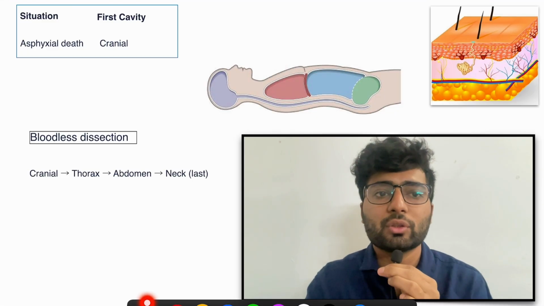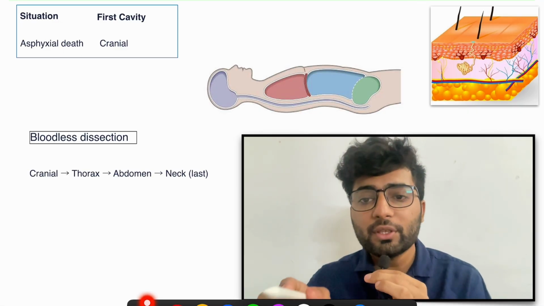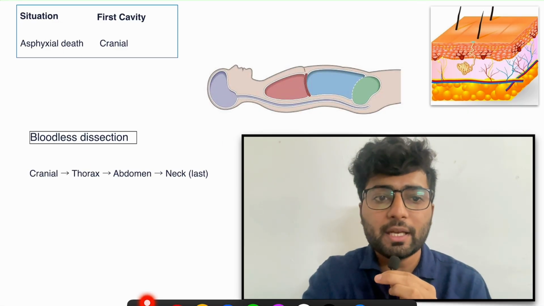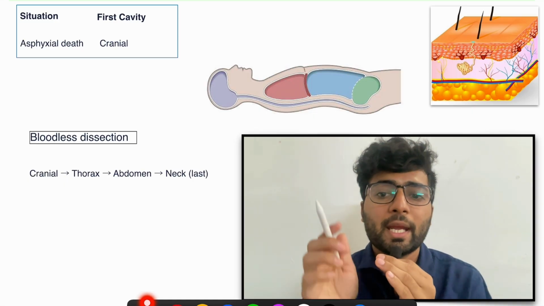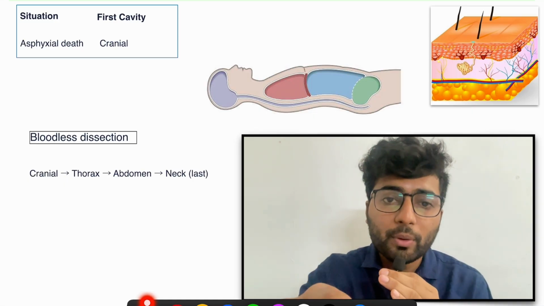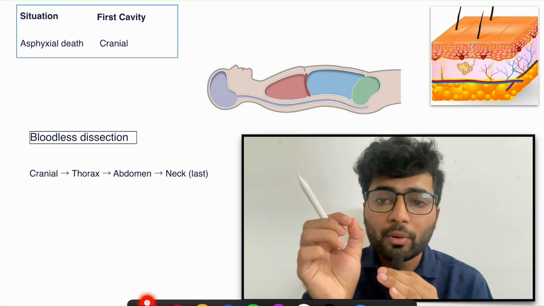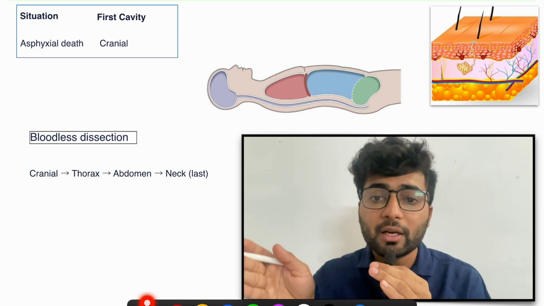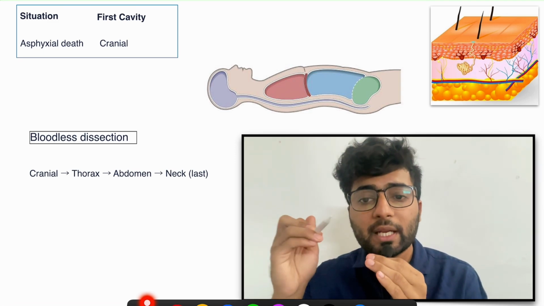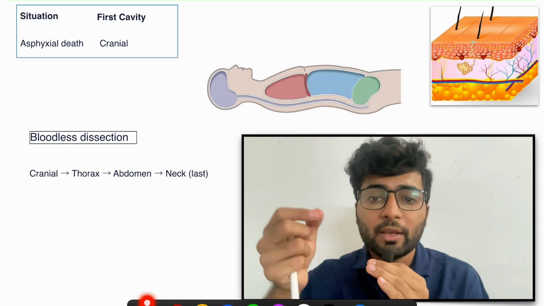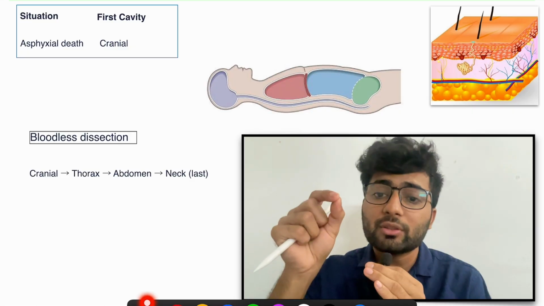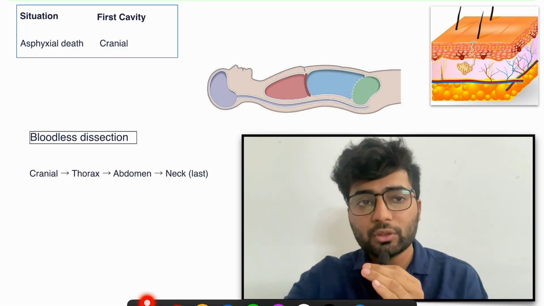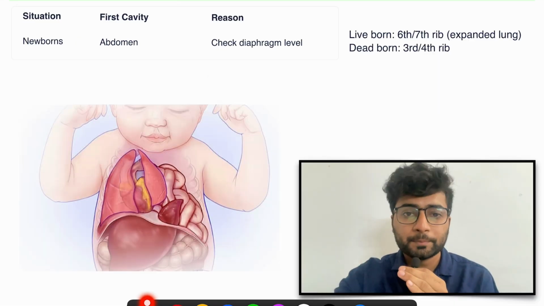Bloodless dissection. So in asphyxial death also, first cavity to be opened is cranial, then thorax, then abdomen. Every blood is gone away. Now we open the neck. And now when we open the neck, if we find the blood or hemorrhages over there, then we are 100% sure that the person is dead due to strangulation, because when we cut that vessel, there was no blood inside it. If the blood is there, then it has to be present from before, right? So this was about asphyxial death.